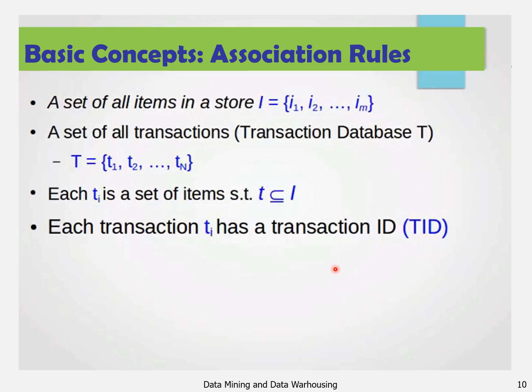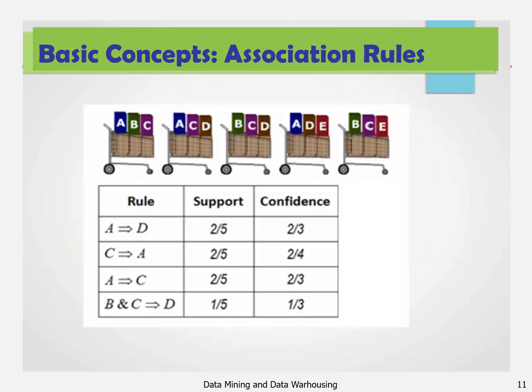So you will have the set of all items in the store: bread, milk, cereal, etc. Then you'll have transactions which consist of a number of the items, and these transactions are part of a transaction database, and each transaction will have its own ID. These are different baskets. Customer 1 bought A, B, and C. Customer 2 bought A, C, D. Customer 3 bought B, C, D. Customer 4 bought A, D, E. Customer 5 bought B, C, E.